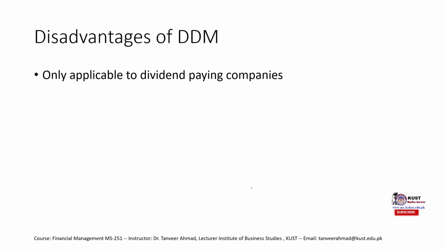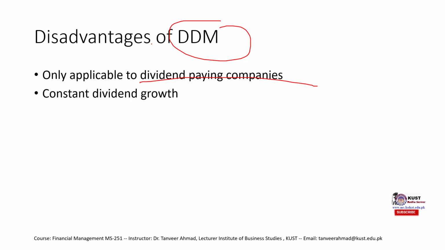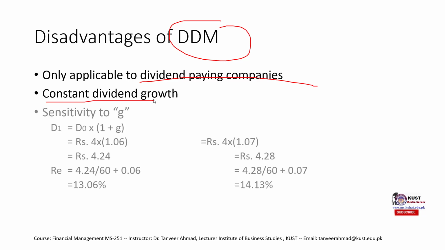There are some disadvantages of dividend discount models. The first one is that it is only applicable to firms that pay dividends. Remember, we also discussed this idea that the dividend discount model is limited in the sense that it can only be used for companies that pay dividends. Again, if it is a growth model, then there must be constant growth in the dividend. It can only be used for firms where there is a constant growth in the dividend. It is also sensitive to the value of G.